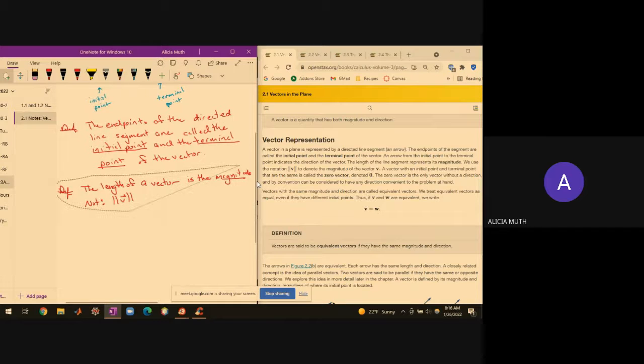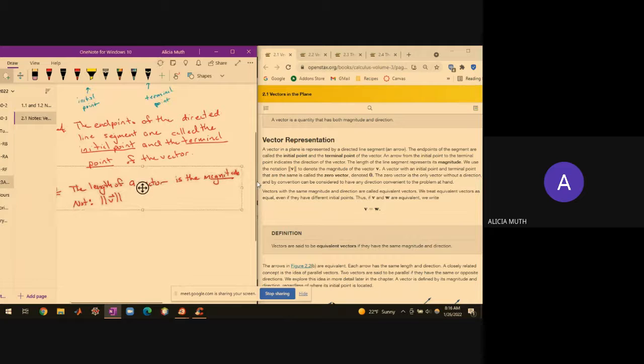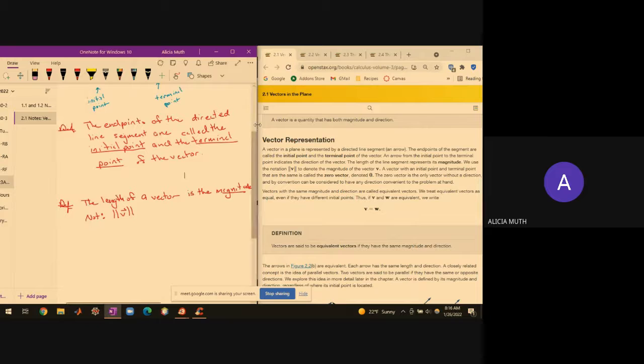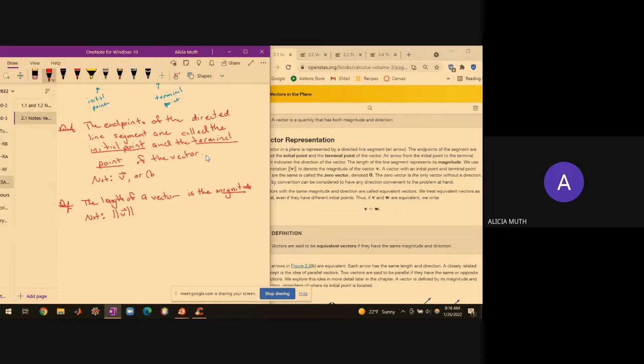So you guys are getting an unedited version of how I would really be doing this at home on my own, for my own purposes, right? Let me make this a little bit bigger, I think. Oops. So our notation is v, or bolded v when we're typing, right? Cool.